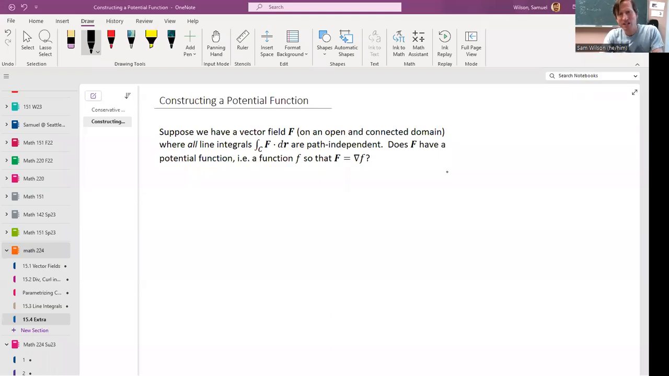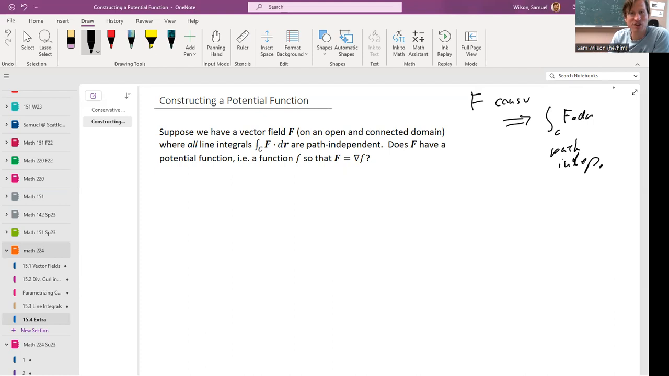We have one remaining issue to relate path independence of a vector field and whether a vector field is conservative. So we saw that if we have a vector field that's conservative, then line integrals for that vector field are path independent.